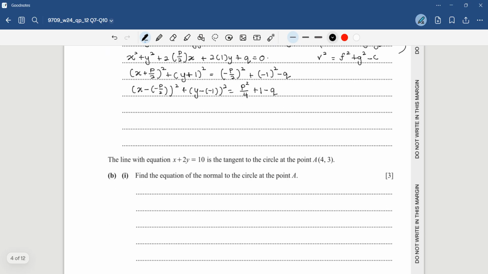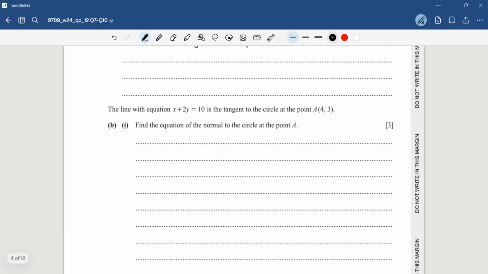Okay, for B, the line with the equation x plus 2y equal to 10 is tangent to the circle at point A. So we just assume it's something like this. Okay, so this is point A, and this is the line which is tangent. Find the equation for the normal to the circle at point A.